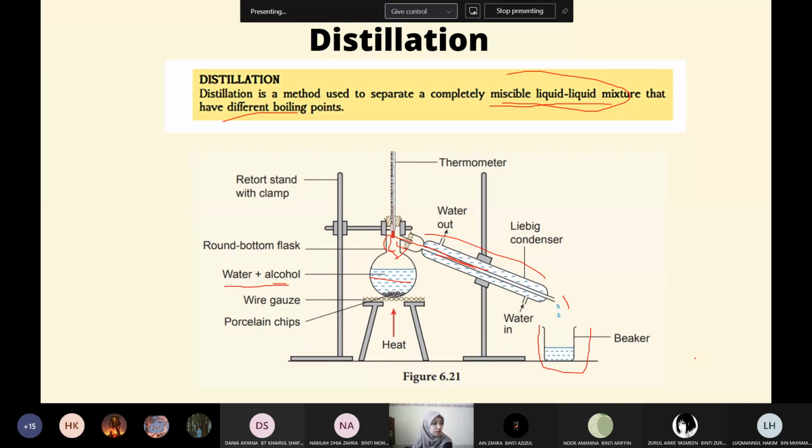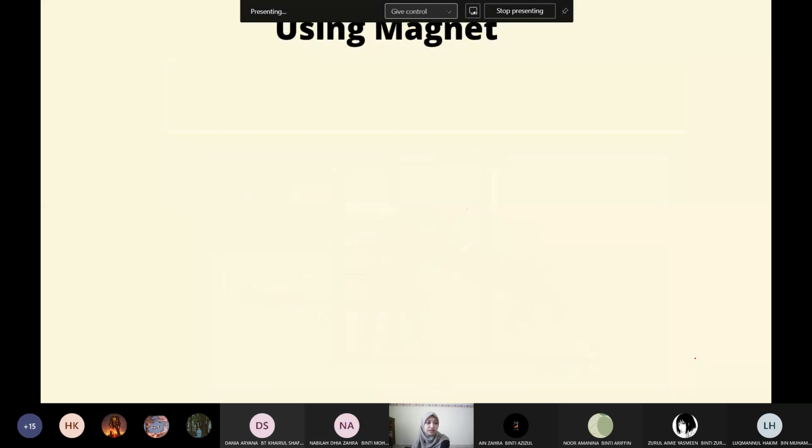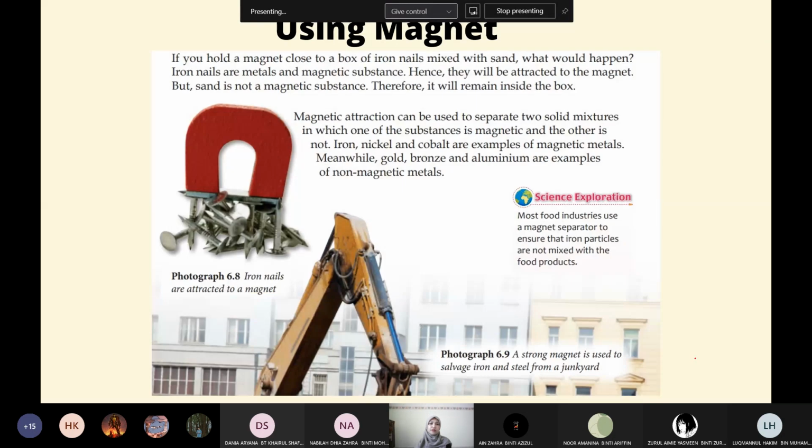Do you understand about this one? This is simple distillation. Yes, Chair. Alright, thank you for your responding. Okay, now separation using magnet.